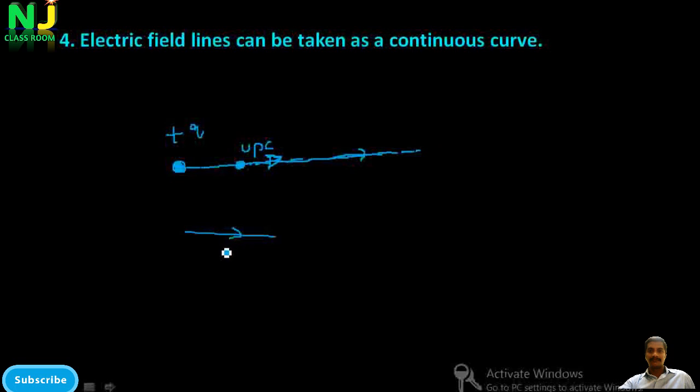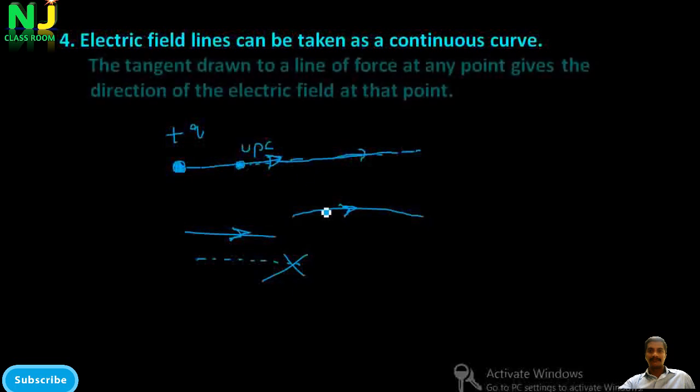So if you write the electric field lines, we have to write them as a directed line segment, not with discontinuity. Electric field lines must always come as a continuous curve. Either it is straight or a curve, you have to write it like that.